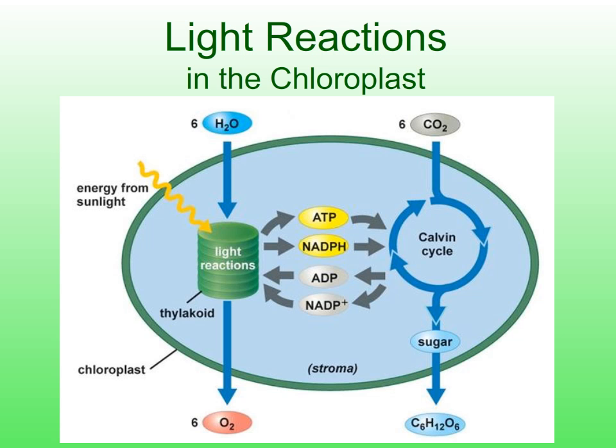Here is a diagram to show you the important steps of the light reactions. Energy from the sun is captured by pigments in the thylakoids and converted into the energy-carrying molecules ATP and NADPH. Water molecules are used to replenish the system's energy, and oxygen molecules are created as a byproduct.